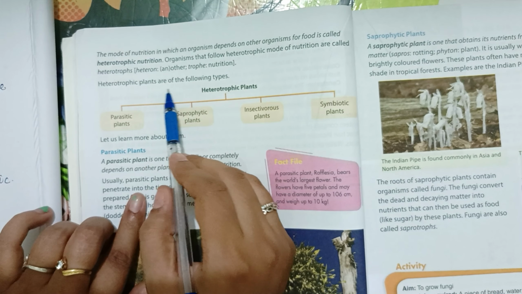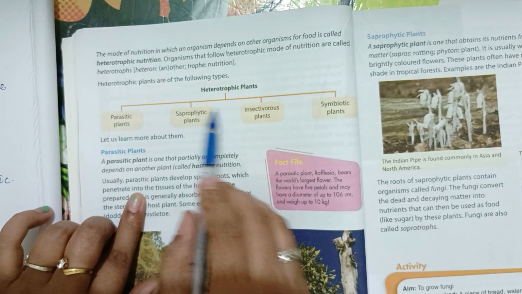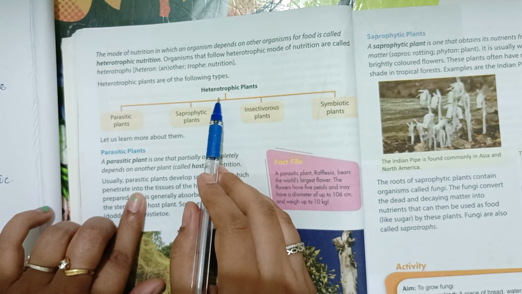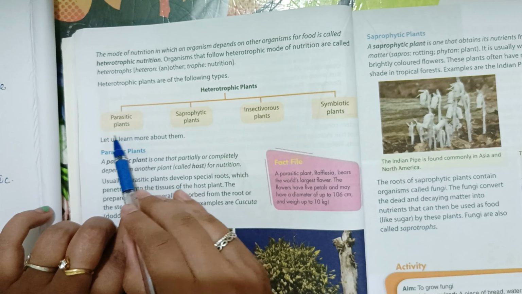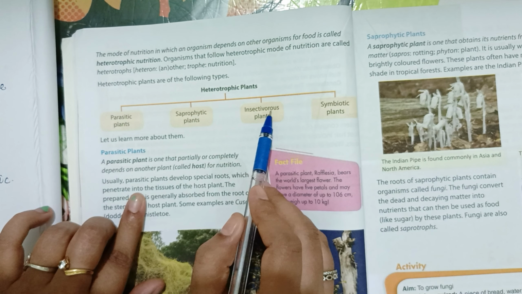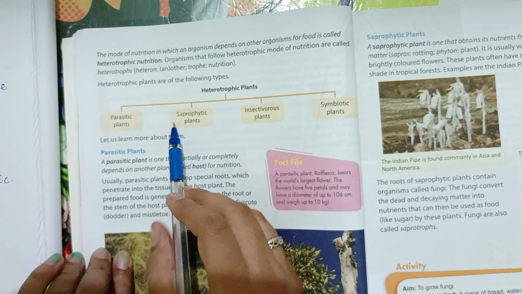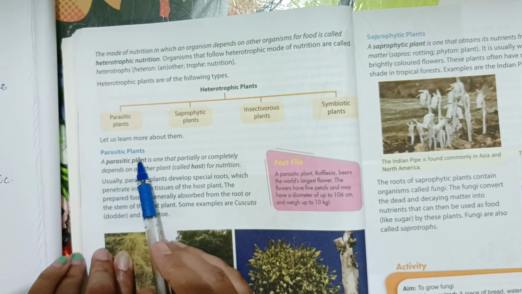Now heterotrophic plants are of the following types. You can see a very nice chart is made here to divide the heterotrophic plants into 4 types: parasitic plants, saprophytic plants, insectivorous plants, symbiotic plants. Let us learn about all these plants in detail. Now parasitic plants.